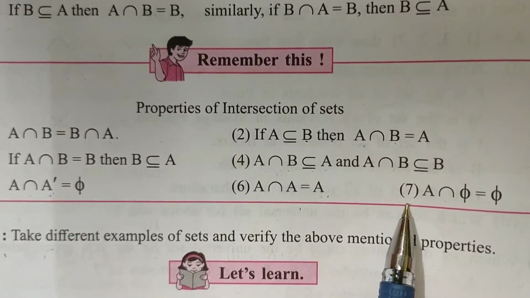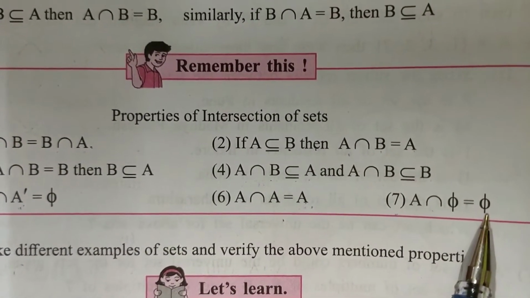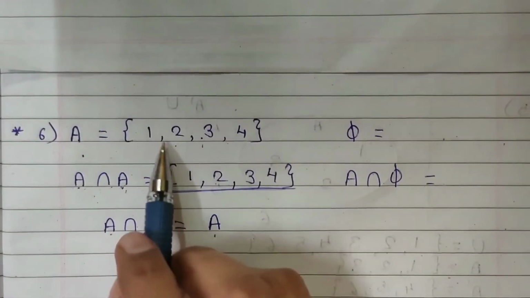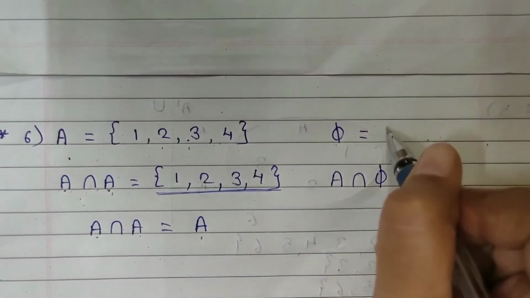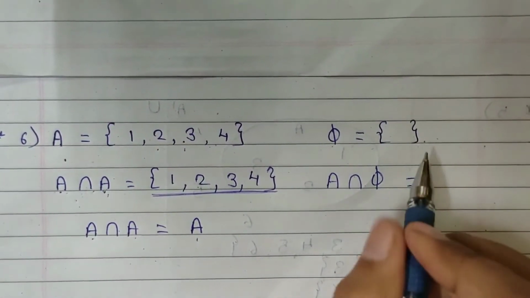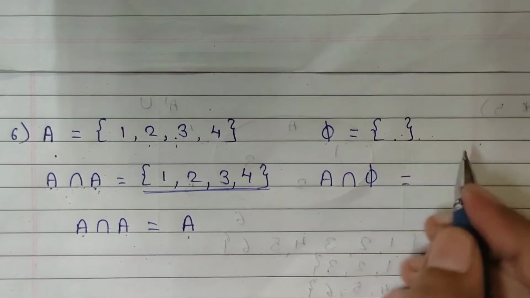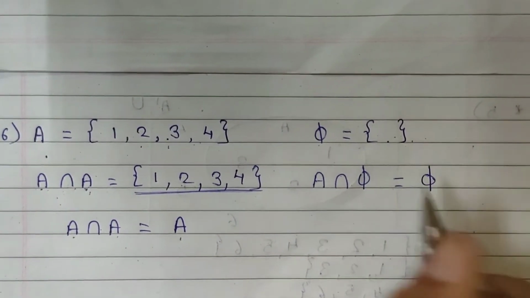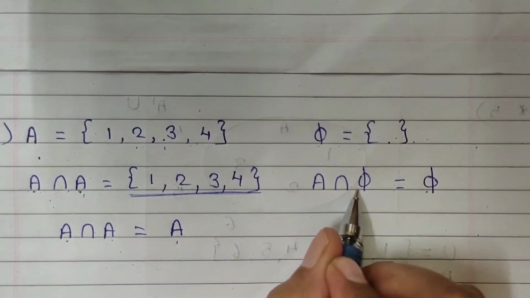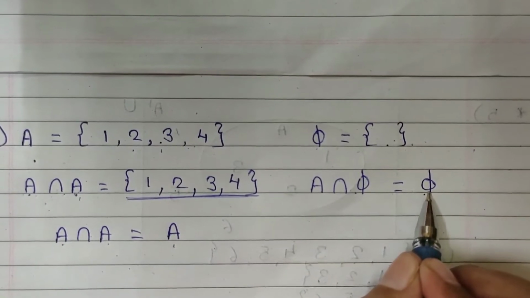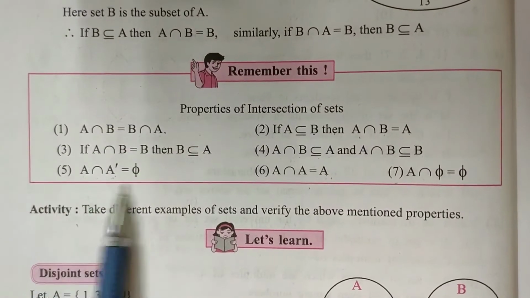Let's see the last property. A intersection the empty set is equal to the empty set. For example, if I have set A which contains some elements and phi, meaning an empty set which doesn't have any element, what will be common in both? Nothing. There is no common element, meaning the answer is the empty set. So A intersection the empty set is equal to the empty set. This is our seventh property. I hope you understood all these properties.